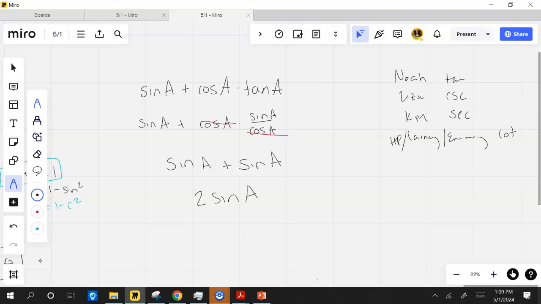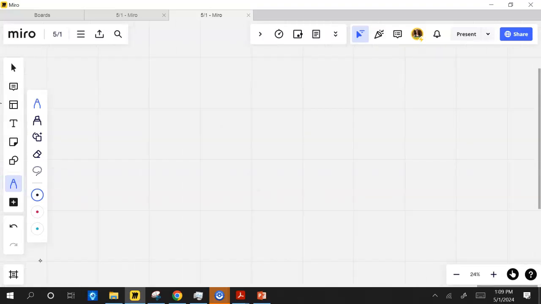Let's do some from the homework. We're going to do several of them together. I'm going to start with number 6 because it looks the worst.